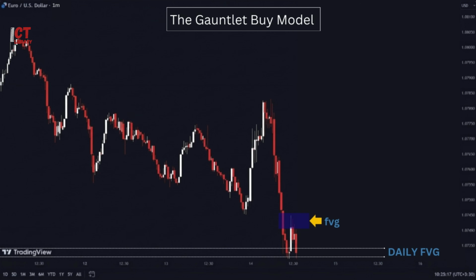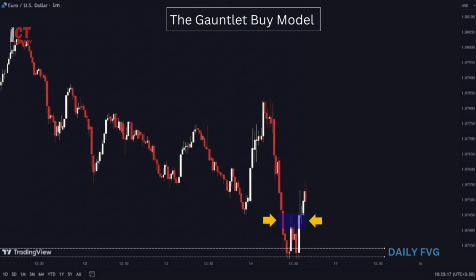Now watch what price does next. With this fair value gap right here, you start scanning backward. Where is the first one you hit? It is this one right here. You have to factor in the volume imbalance. This specific fair value gap is labeled inside ICT as the gauntlet.